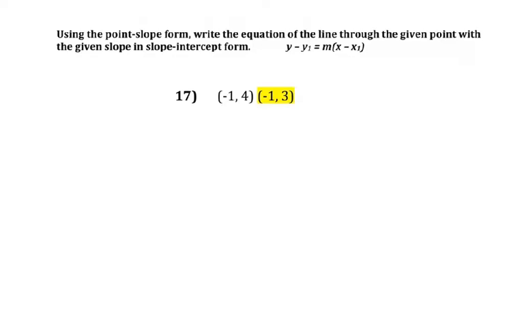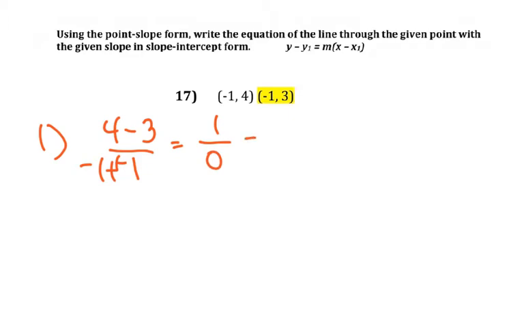Okay, I want you to pause the video and see if you can do this one yourself, and then come back and see how you did. The first thing you should have done is find the slope. So I'm going to have 4 minus 3 over negative 1 minus negative 1. So that's 1 over 0. This is not the same thing as 0. This is actually undefined.